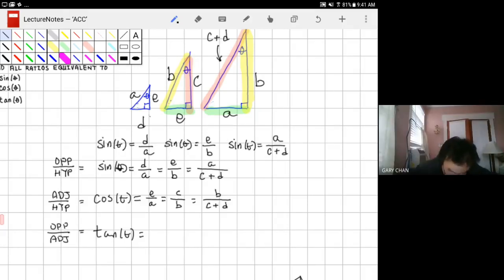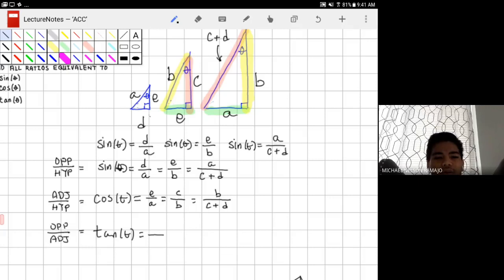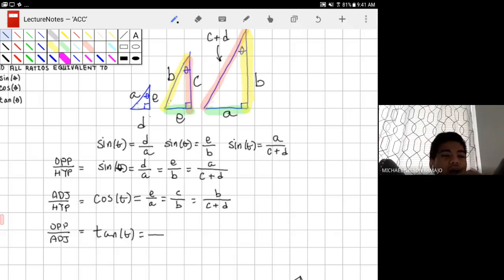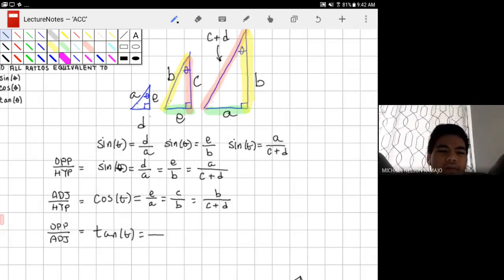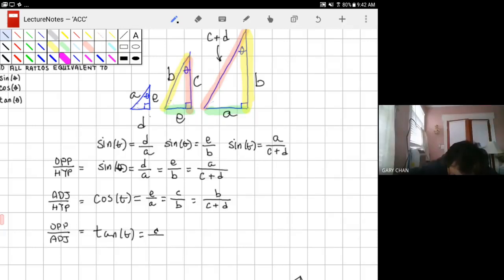Thank you for that. Then for tangent, we're again going to figure out opposite over adjacent. For tangent of theta, let's do it again for the small triangle. Michael, can you tell us what tangent of theta is for the small triangle? Tangent is opposite over adjacent, right? That's right. For the smallest triangle, it's D over E. That's right.